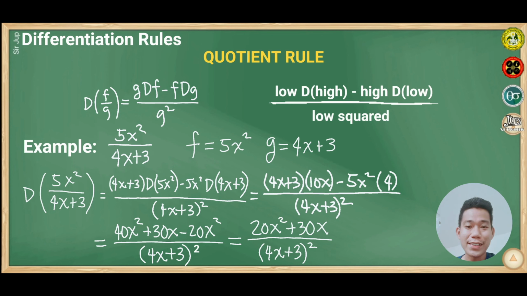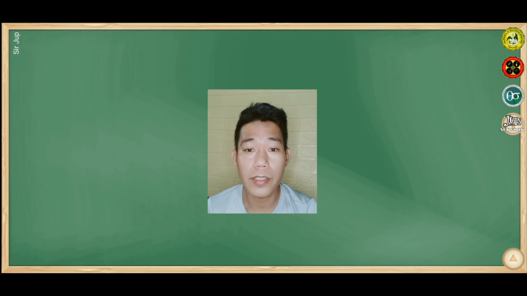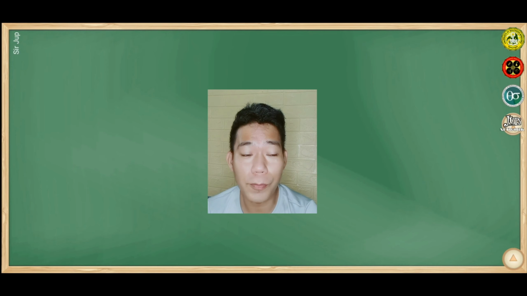So that's it. Okay, so again, these differentiation rules will help us shorten the way we get the derivative. So we no longer need to use the definition, the limits. So all you have to do is to use the basic rules or the differentiation rules.